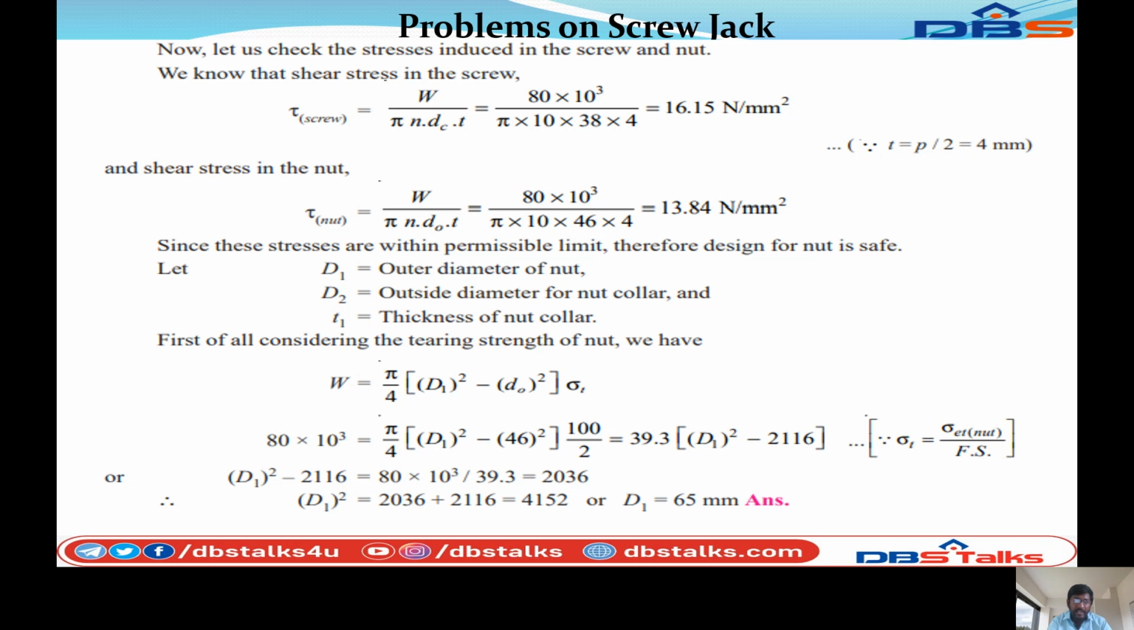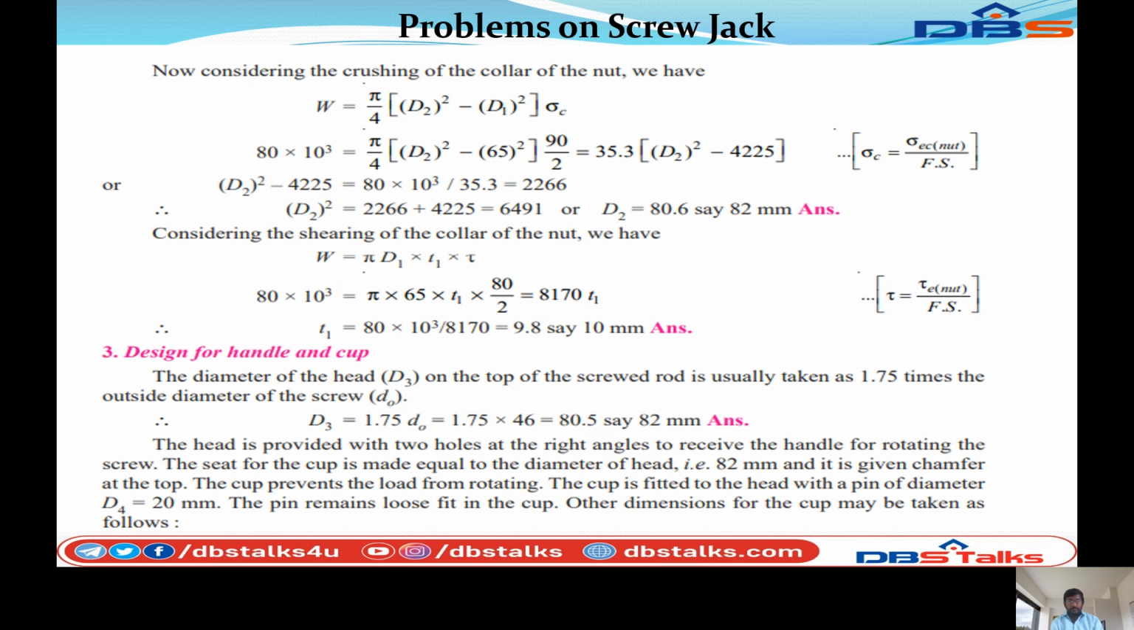So next you can calculate the crushing of the collar of the nut. So next we can calculate d2. W is equal to pi by 4 into d2 square minus d1 whole square into sigma c. So W equals 80 into 10 cube, that equals pi by 4. So for d1 and d2, d1 is 65, already calculated previously.